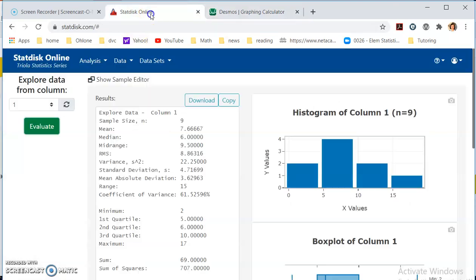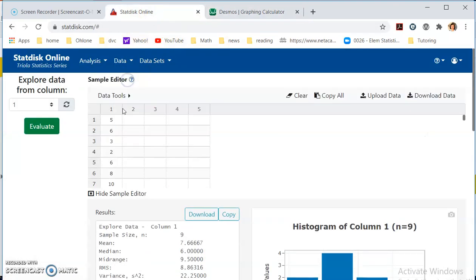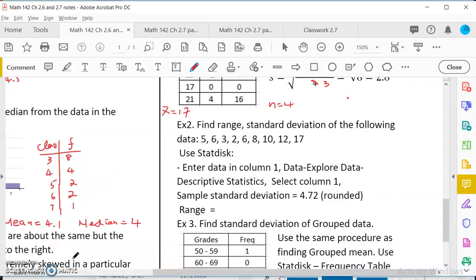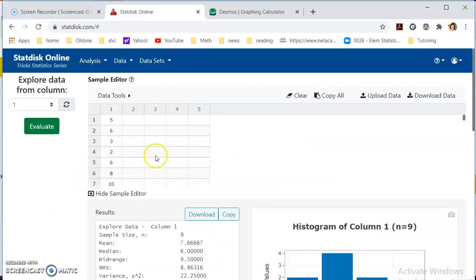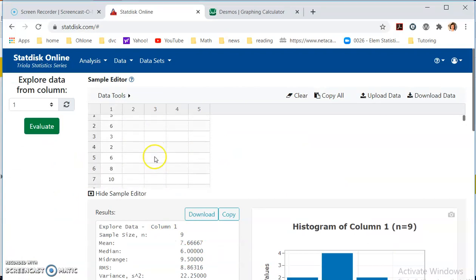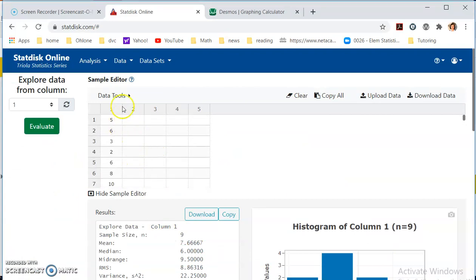So I think I already put it there. Let me see. Is that this? Yeah, 5, 6, 3, 2, 6, 8, 10. If you look at the data that we have, 5, 6, 3, 2, 6, 8, 10, 12, 17. Do I have that? Yeah, 12, 17. So I have already put it there. And I run, so what do I run?